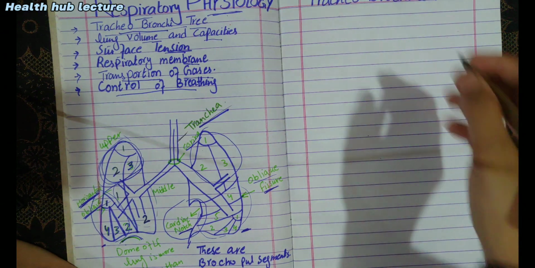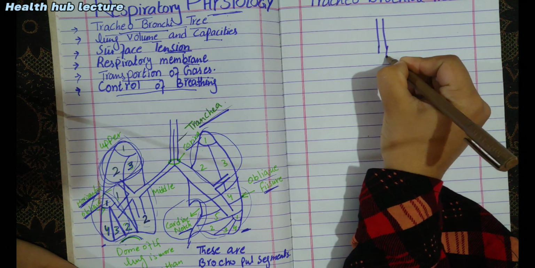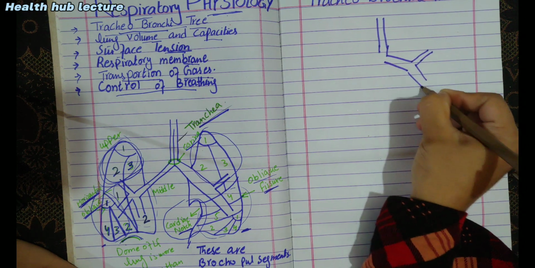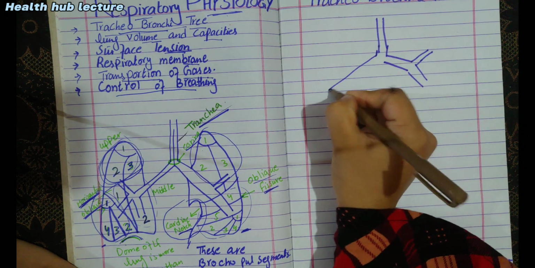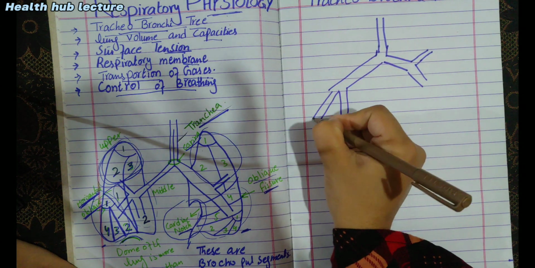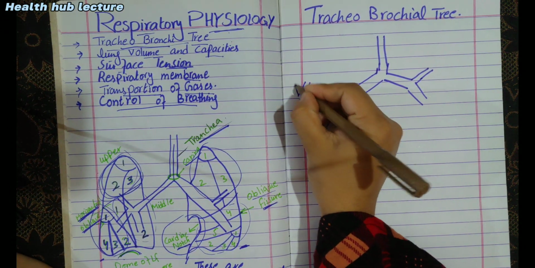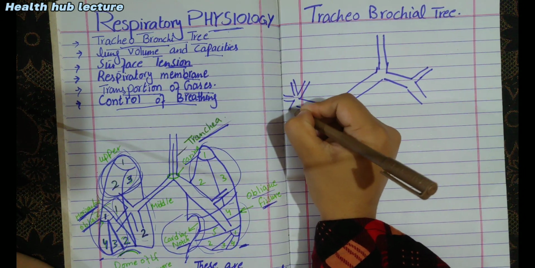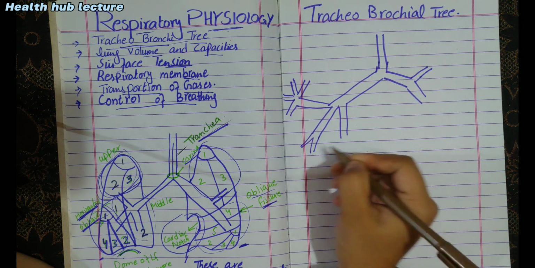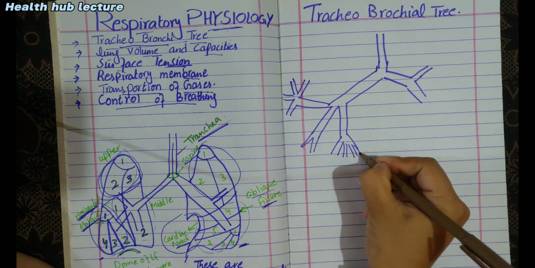Now I make another diagram which we can discuss clearly. This one is the trachea and it is divided into a right side, which is subdivided, and a left side, which is also divided and subdivided. And they have many other branches.